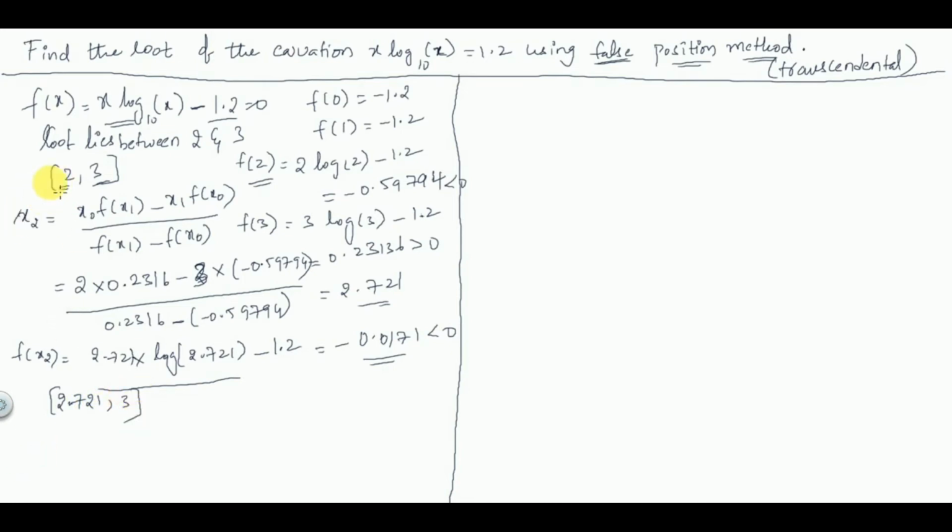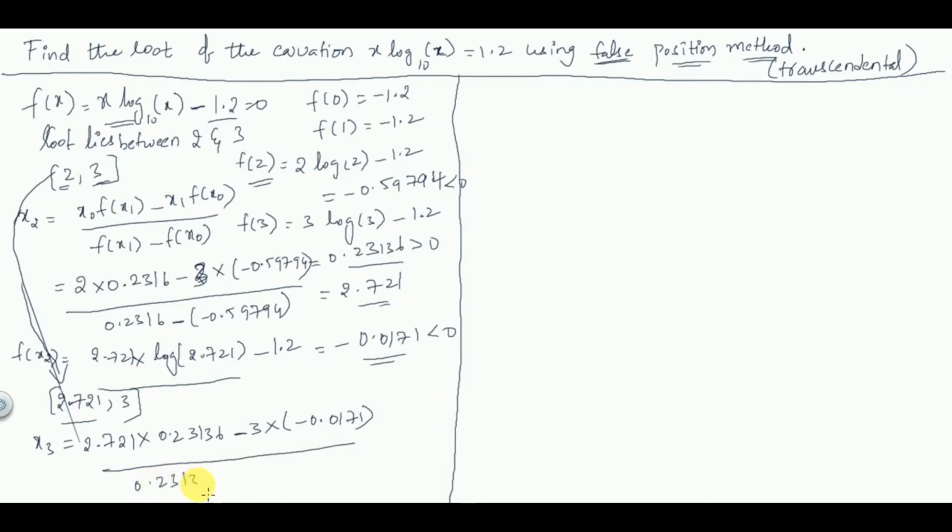If you observe, from the initial estimate the difference between the estimates is decreasing. Now the next approximation x3 is given by 2.721 into f of 3, which is 0.23136, minus 3 into f of 2.721, which is minus 0.0171, divided by 0.23136 minus minus 0.0171.